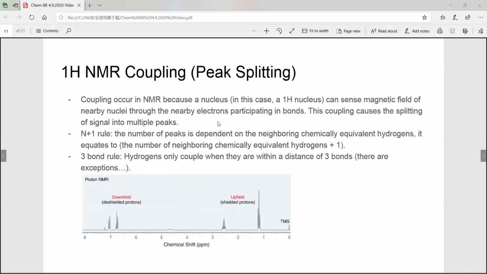So we introduce two rules, the n+1 rule and the 3-bond rule. The n+1 rule says the number of peaks is dependent on the number of neighboring chemically equivalent hydrogens. It equates to the number of neighboring chemically equivalent hydrogens plus 1. The 3-bond rule: hydrogens can only couple when they're within the distance of 3 bonds. That's because if they're too far, then they can't sense each other. And there are exceptions to this as well.